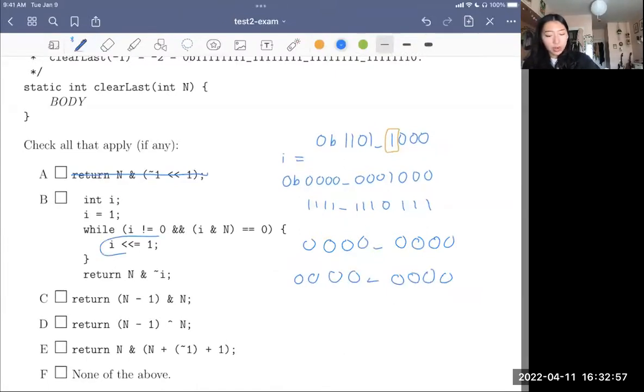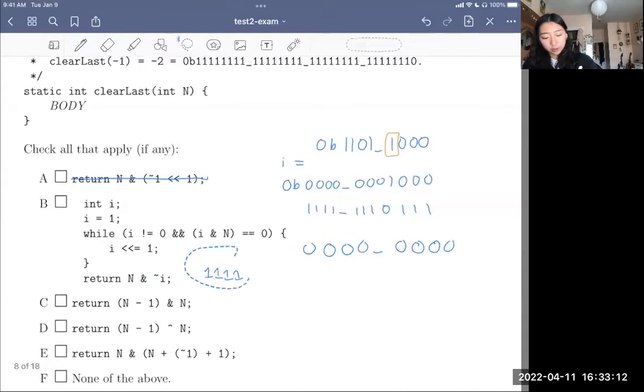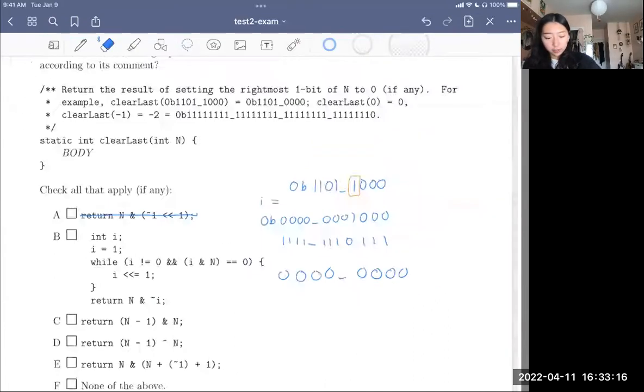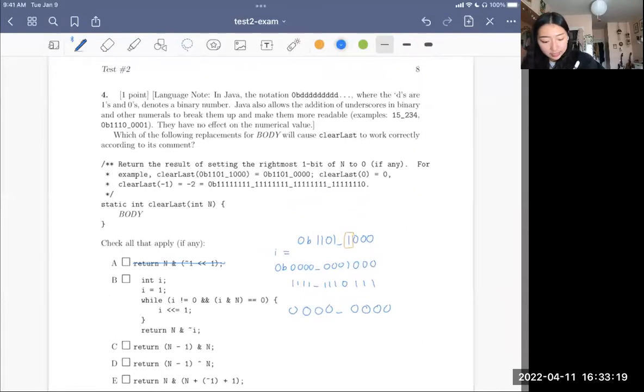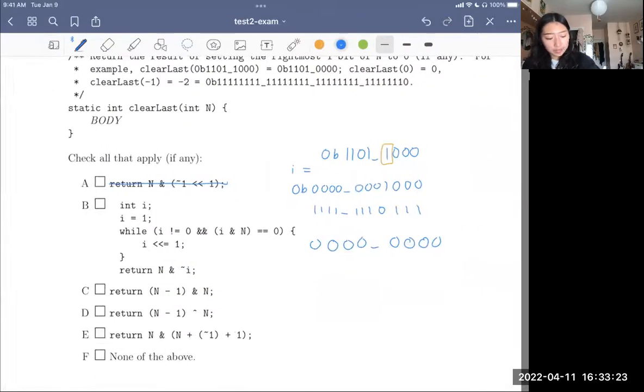because we've kept shifting I too much. But at that point, I equals 0, which means we'll stop. And then we are going to return n and the opposite of I. And so if I is all zeros, that's 1, 1, 1, 1, 1, 1, 1, 1, 1. But 0 and 1, 1, 1, 1, 1 is just 0. And so we've returned 0 unchanged, just like the example said we should. So B works. Great.